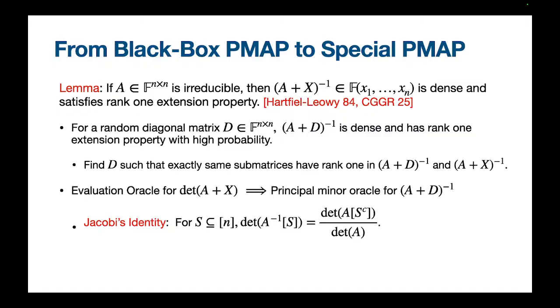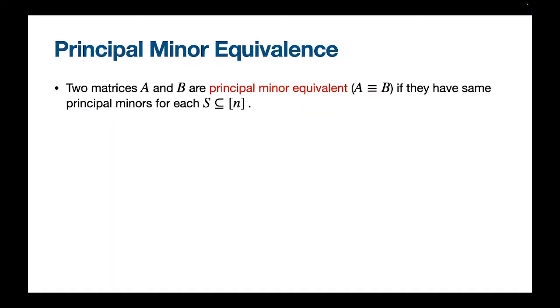Now I will talk about the second step, for which I will take a slight detour and talk about a related problem of principal minor equivalence, which says that given two matrices A and B, we say that they are principal minor equivalent if all their principal minors are the same.